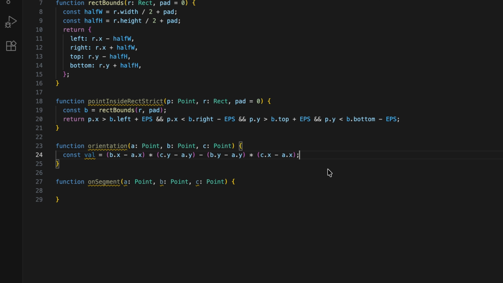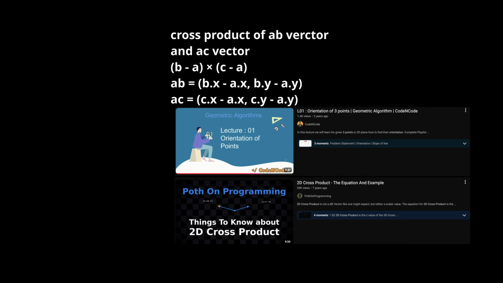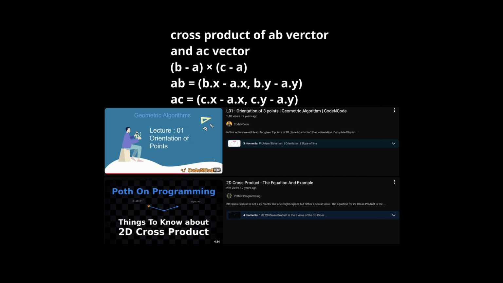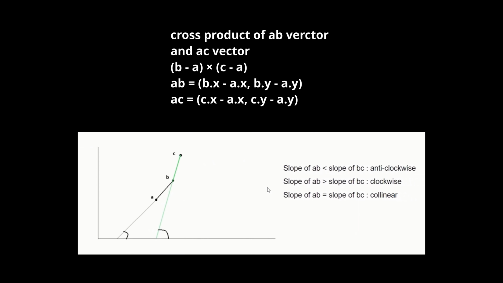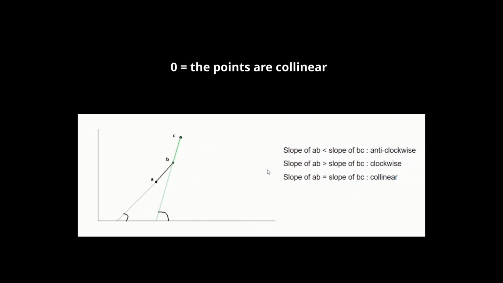Next, we have the orientation function. This one is really important when we deal with line intersections or geometry checks. It basically tells us the turning direction formed by 3 points A, B, and C. So it uses the cross product formula, B minus A multiplied by C minus B, to figure out if the sequence of points turns clockwise, counterclockwise, or if they're collinear, like they are all on a straight line. For that, we check the result. If the result is 0, then the points are collinear. If the result is 1, then clockwise. And if the result is 2, then counterclockwise. And again, we use EPS to handle floating point rounding.